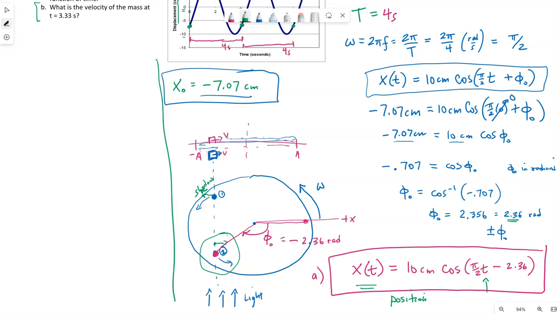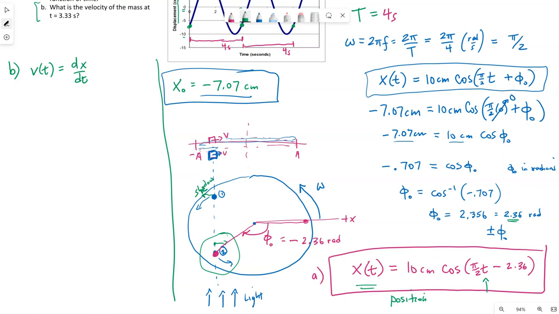To answer part B, we need to get the velocity equation. And we do that by taking the derivative of this function that describes the position. We take the derivative with respect to time. So time is our variable.